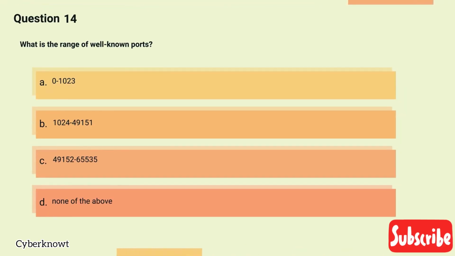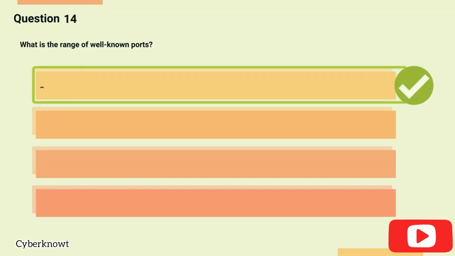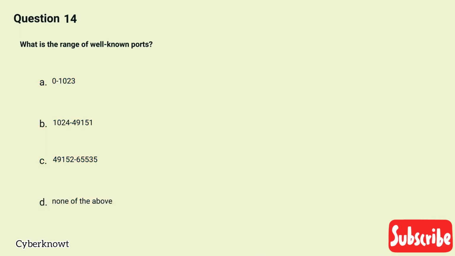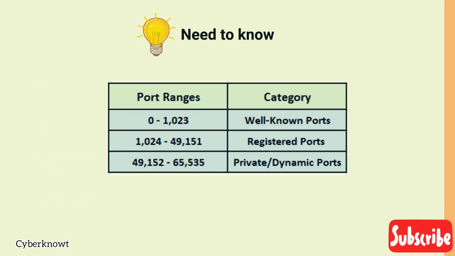Question 14. What is the range of well-known ports? Option A. 0-1023. Option B. 1024-49151. Option C. 49,152-65,535. Option D. None of the above. The correct answer is Option A. 0-1023. Explanation. Well-known ports are related to the common protocols that are at the core of the TCP/IP model and fall in the range of 0-1023.